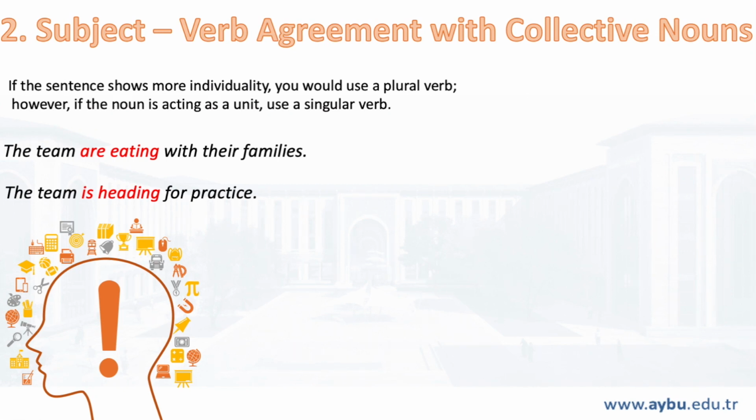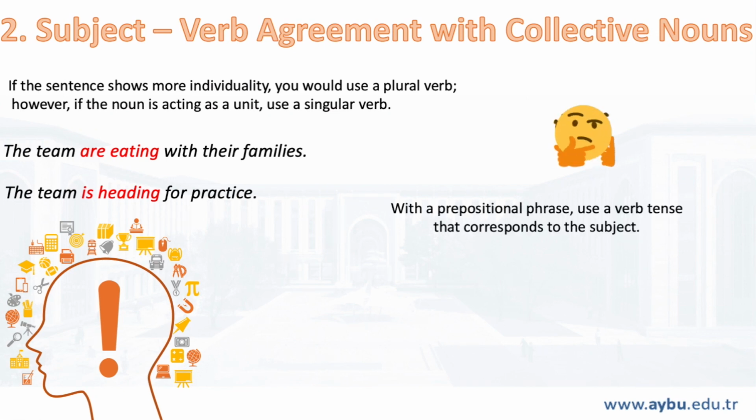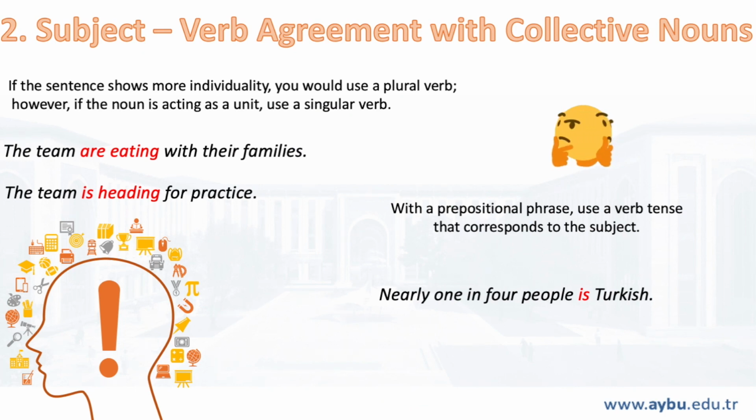But in the second one, we're talking about the team acting as a unit. The team is heading. For practice, we should use a singular verb. With a prepositional phrase, use a verb tense that corresponds to the subject, like this one. Nearly 1 in 4 people is Turkish. Now 1 is the subject, so we use a singular verb, is.